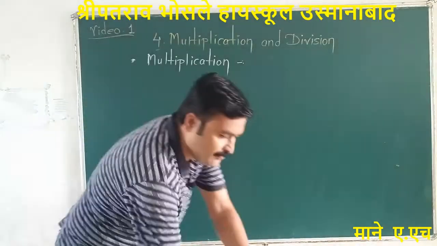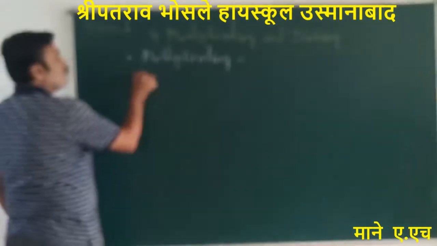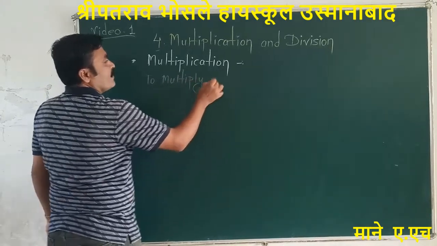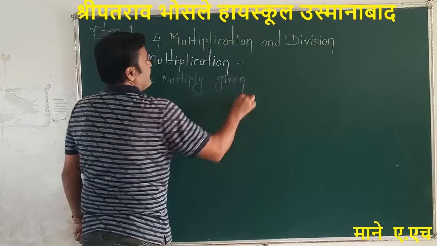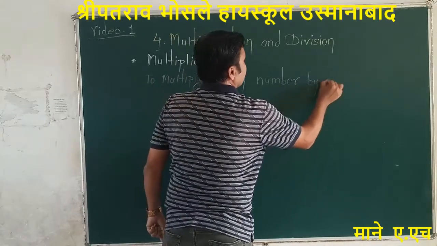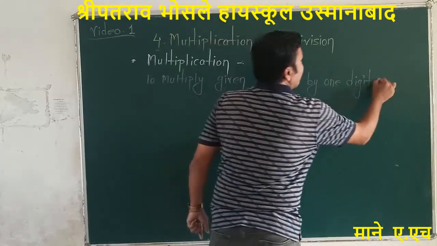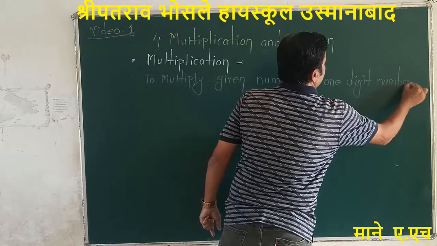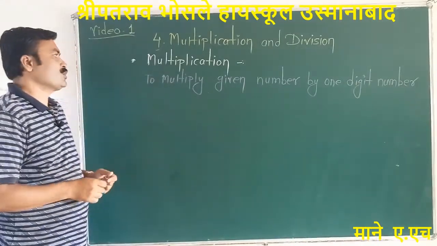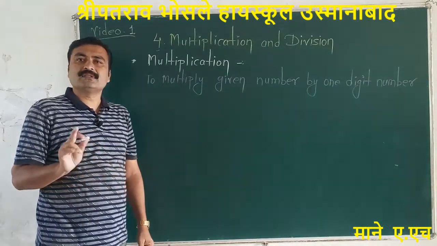Here I am taking the first part in front of you. Let's continue on this whiteboard: to multiply a given number by a one-digit number. While explaining this process of multiplication, this first part I am explaining with the help of two examples. This part we already learned in our third standard.